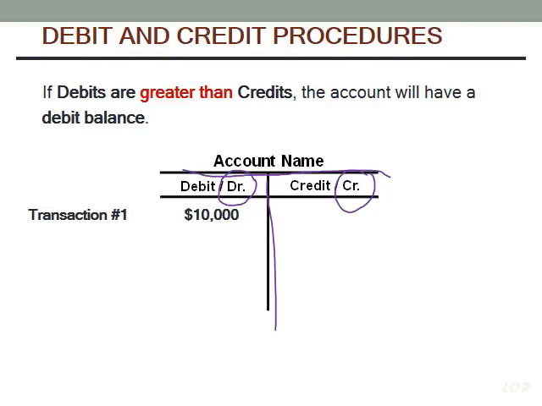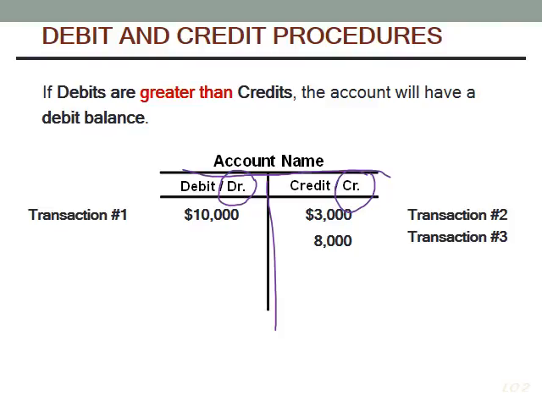Now we would go ahead and place our transactions either on the left, the debit side, or the right, the credit side, and I'll teach those rules in just a moment. But if we had multiple transactions, it would look like this. They would either be entered as debits or credits.